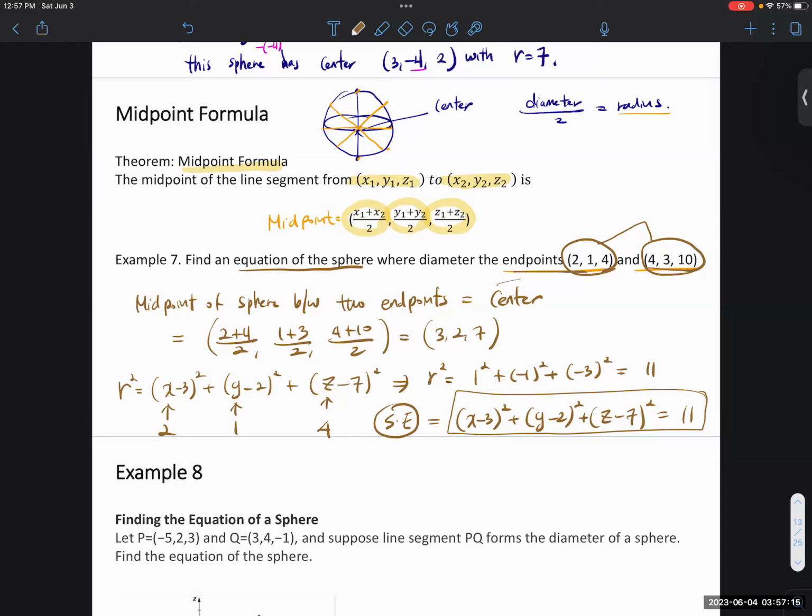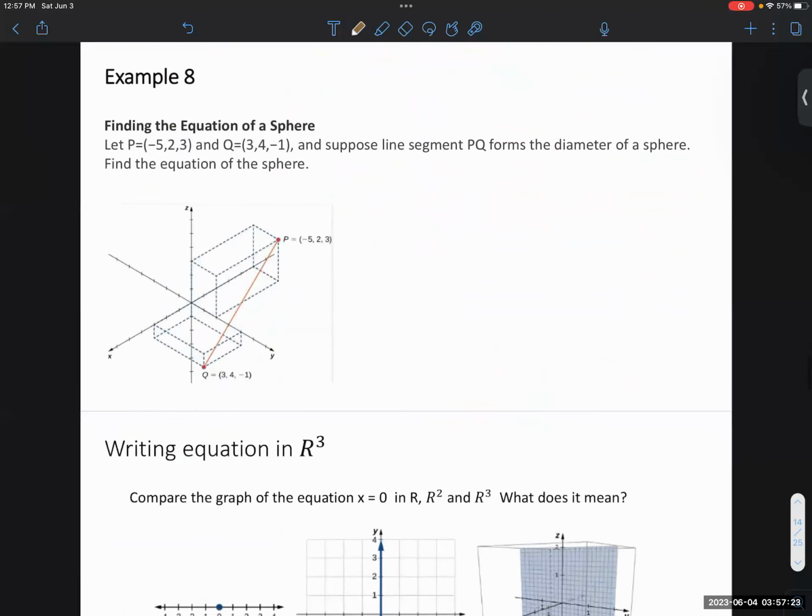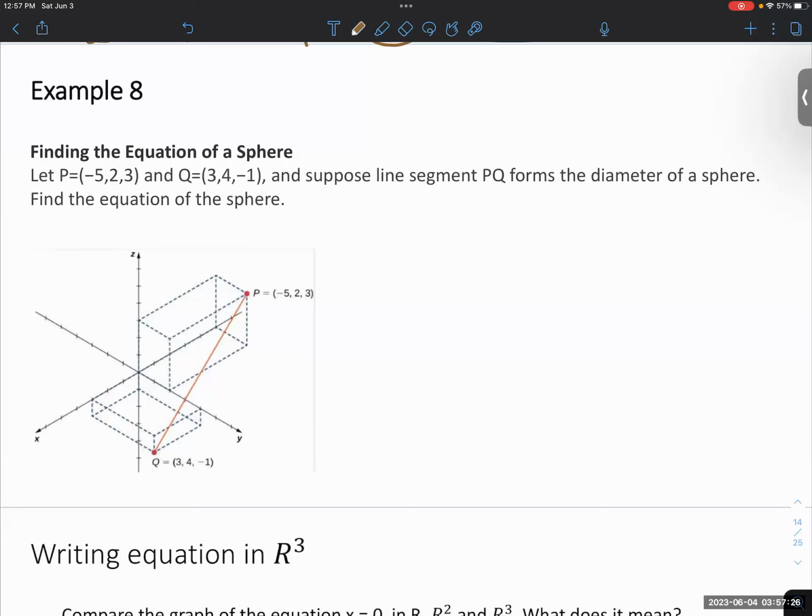Okay, so it's not really complicated. You can definitely handle this type of question because we are giving you more information. Let me go down slowly. Here we go. So this time, we have two points given, negative 5, 2, 3 and 3, 4, negative 1. Suppose this line between them is a diameter of the sphere. So what that means, you can find the center easily, right? How? The midpoint of P and Q, that's going to be your center. Same question, right?